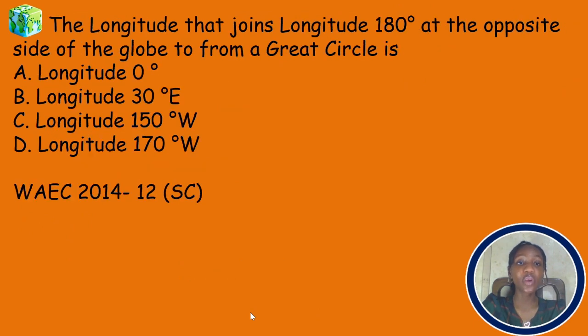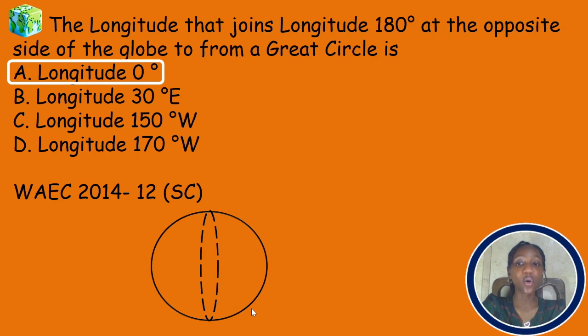The longitude that joins longitude 180 degrees at the opposite side of the globe to form a great circle is... if you've been paying attention from the beginning of the video, you should know the answer to this question, as I have already mentioned this earlier when explaining great circles. I made 2 important statements then: that a single line of longitude is only half of a great circle, and any pair of opposite lines of longitude forms a great circle because they connect the North Pole and the South Pole. I gave you examples as well, and that is the answer to this question. Longitude 0 degrees and longitude 180 degrees are opposite lines of longitude, and that makes this answer option A.